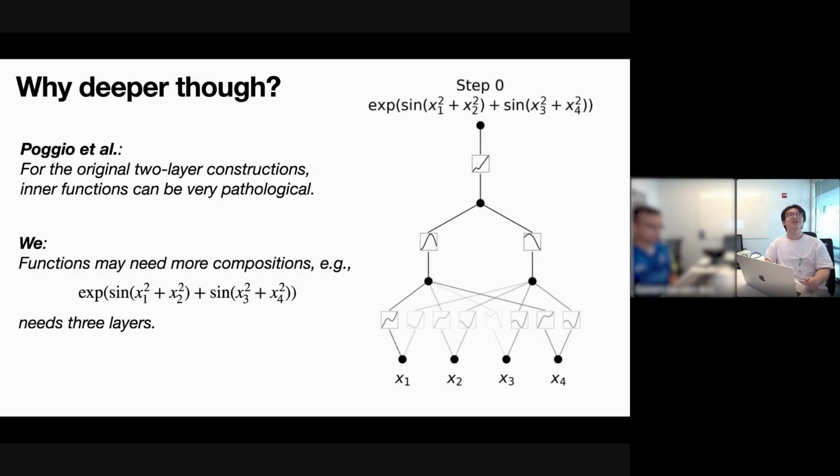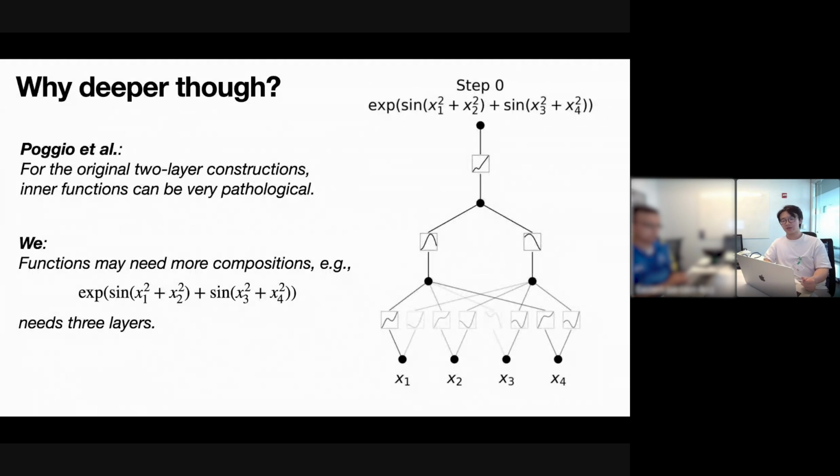But maybe a little bit of discussion on why we want to make CANs deeper. We need to revisit the main claim in the 1989 paper, why they say that the Kolmogorov-Arnold theorem is irrelevant for machine learning. The main argument was that for the original two-layer constructions, the inner functions can be very pathological. They can be very non-smooth. So in practice, they may not be learnable, because to make things learnable, we use gradient descent, and to make gradient descent feasible, we need the landscape to be differentiable, and the functions also to be differentiable.